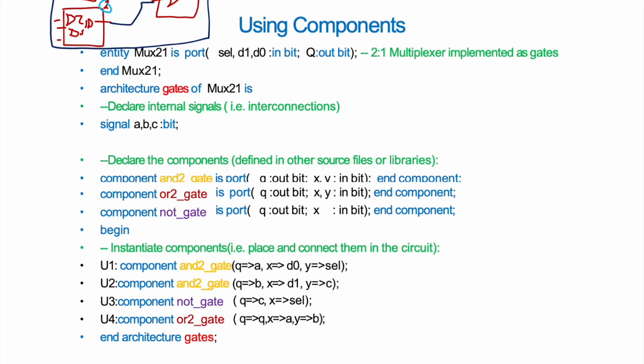So let's have a look at our example of how to use components. It's just a matter of how we then create these circuits in VHDL. That's all we're trying to do at the moment. How do we create the circuits in VHDL? So we have our entity, and it looks like a 2-to-1 multiplexer. And also we have a port.